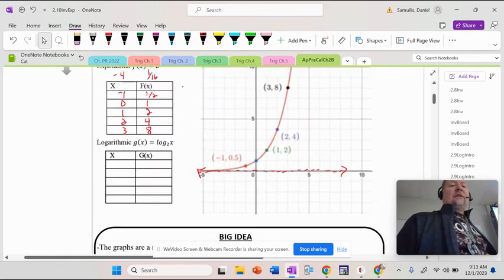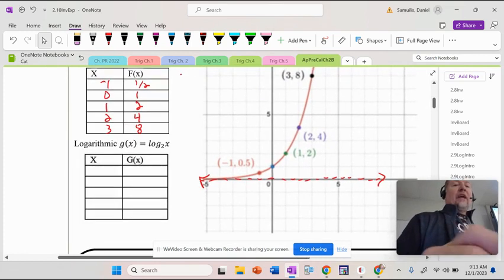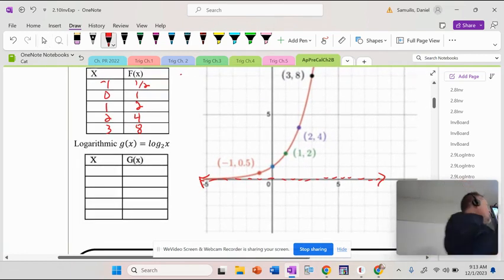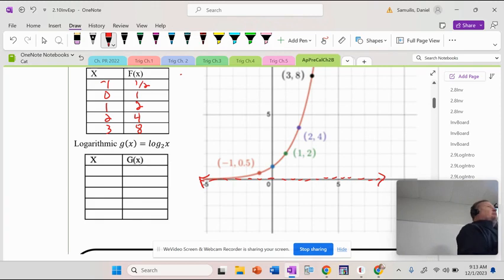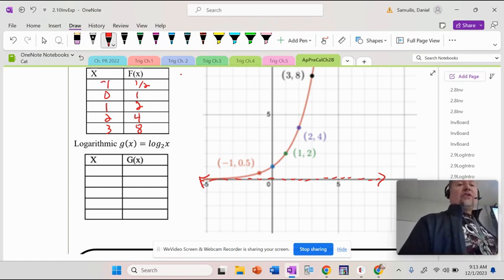When I say inverse, you say switch X and Y. Monday, we're actually going to graph logarithms, input, say it, output. But today, I'm just going to say, here's what a logarithm is. It's the inverse of an exponential. When I say inverse, you say switch X and Y. 1/2, 1, 2, 4, 8.